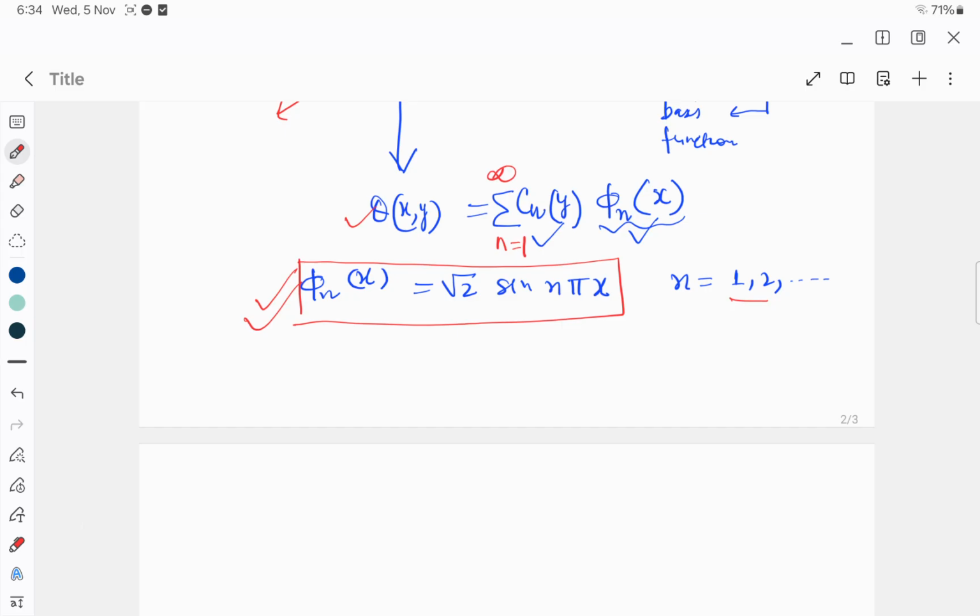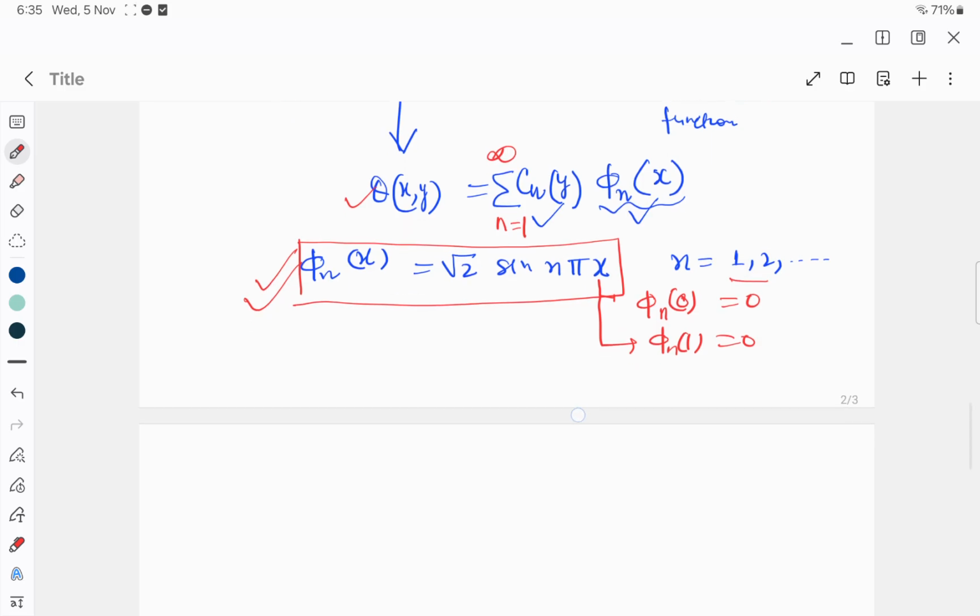So that means the expansion satisfies the homogeneous boundary condition in x. If you put x equal to 0, phi n 0 is equal to 0. If you take x equal to 1, then sine n pi is also 0, so phi n 1 is equal to 0. That means the basis function vanishes at the boundaries, so the expansion satisfies the homogeneous boundary condition in x.